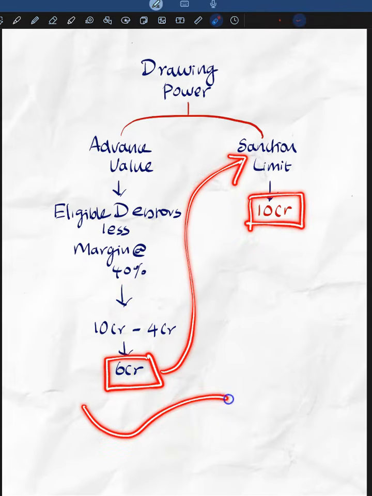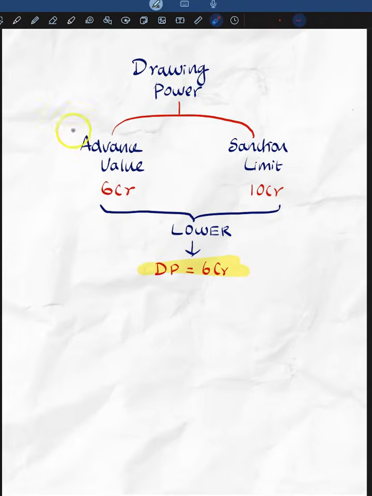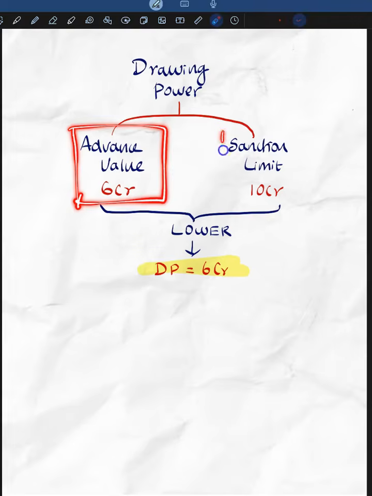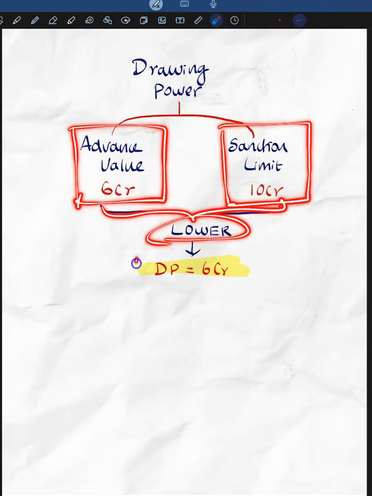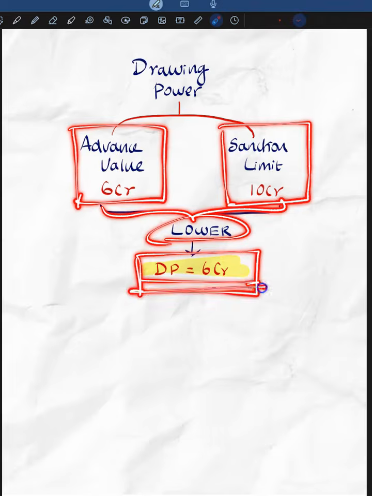Drawing power is always whichever is lower. So let's do that. Advance value is 6 crore. Sanction limit is 10 crore. Drawing power is whichever is lower. So in this case, drawing power is 6 crore only.